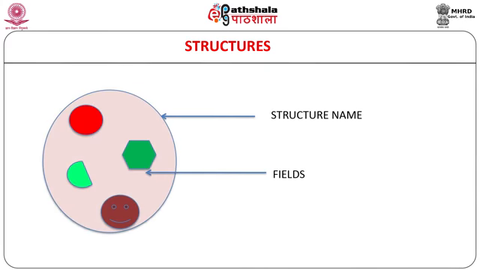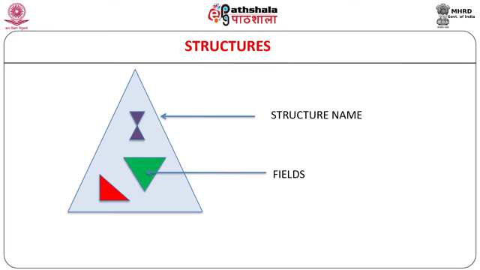You can see this is another conceptual diagram for a structure. In this you can see there are 4 different fields and a single structure name. Here is one more example of a structure. You can see there are 3 different fields and a single structure name.